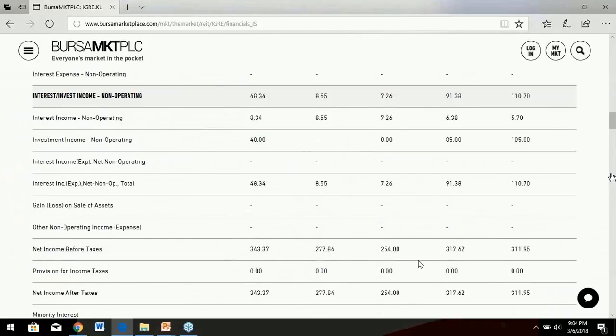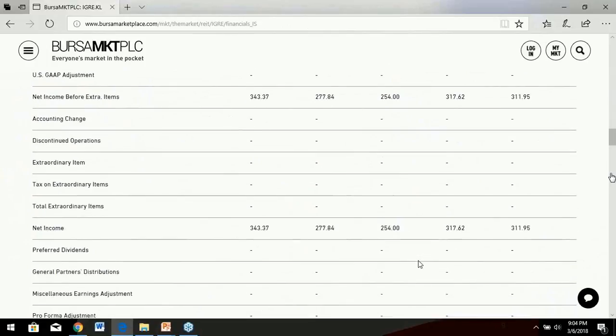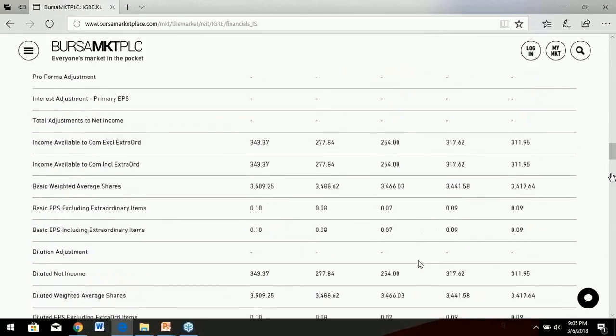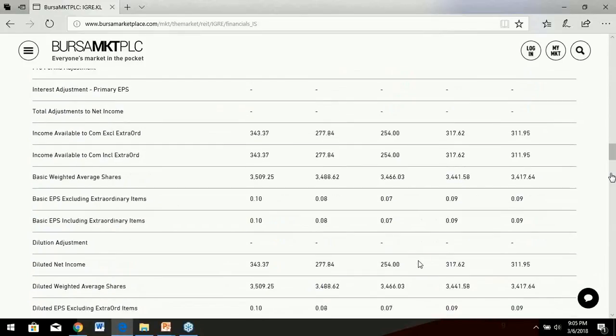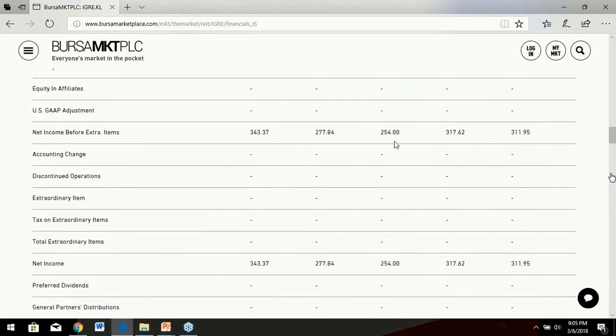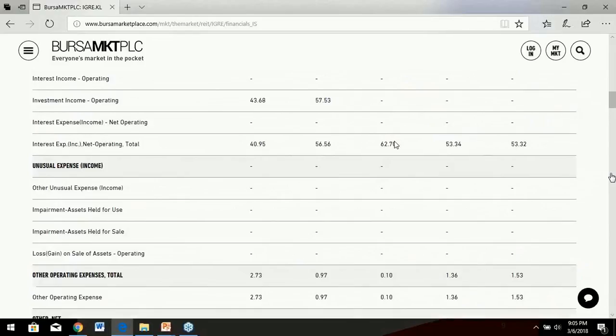But suffice to say, if you can't get it here, you can get it from the annual reports of IGB REIT, because from there you can tell whether the company has made a growth in realized income. From Bursa Marketplace, it doesn't show you that particular information, but what it shows you is that over the past 5 years, it has consistently made profits of 200 to 300 million ringgit a year. So let's just keep it a pass. It's a good thing to have profits. Now we move on to the third one, which is cash flow.